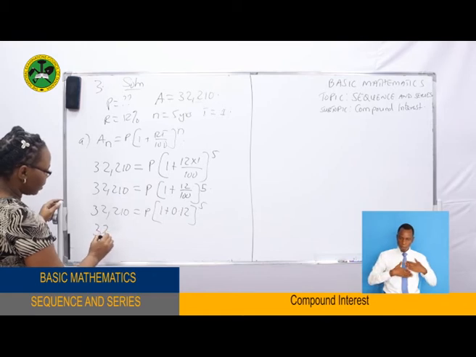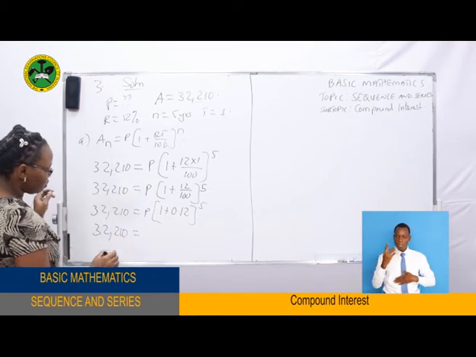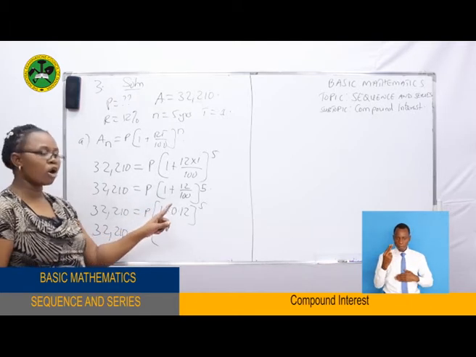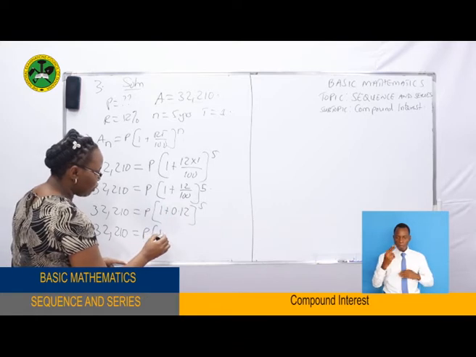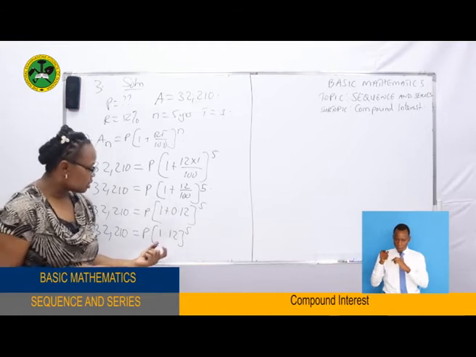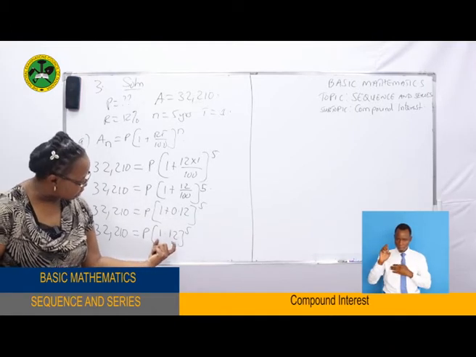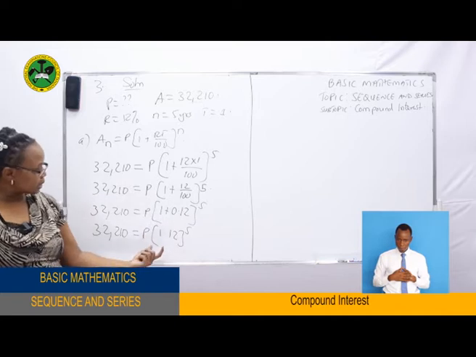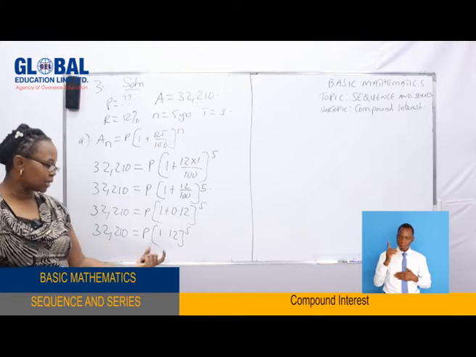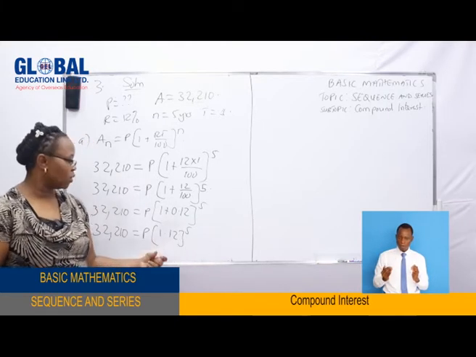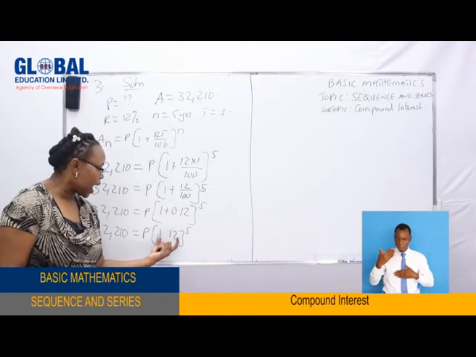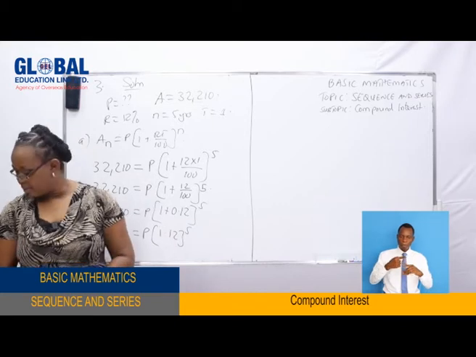That will give 32,210 equals P, 1 plus 0.12 equals 1.12, then power 5. My dear students, to find the number inside the bracket to the power 5, you may multiply this number by itself 5 times, as we have seen from the first example, or you can use a calculator.